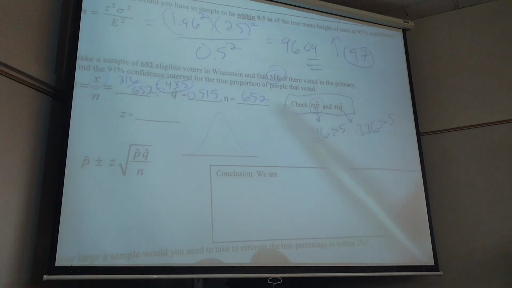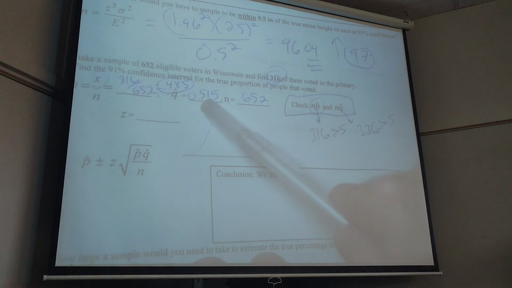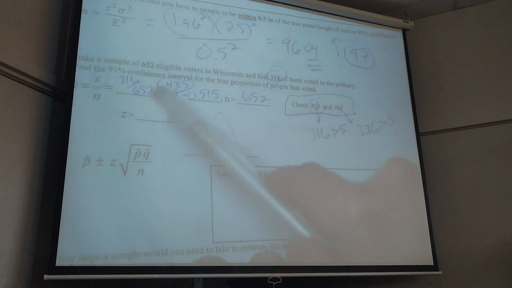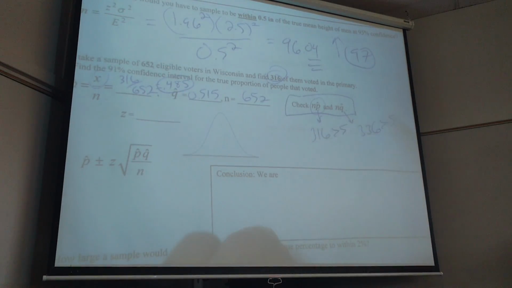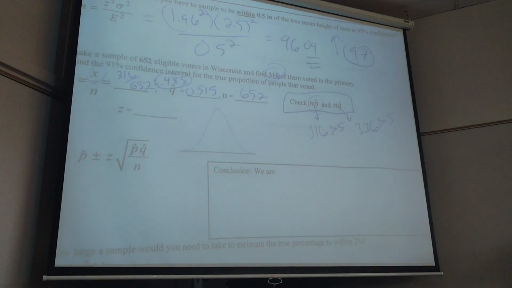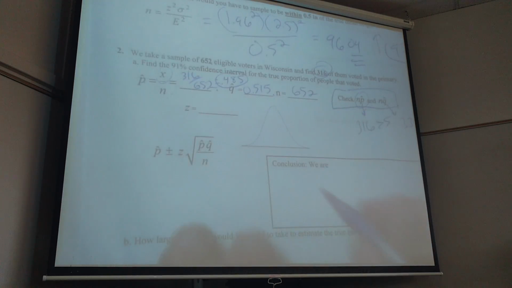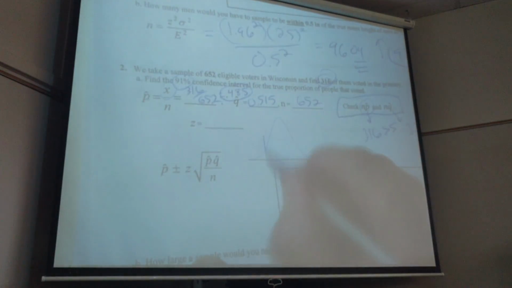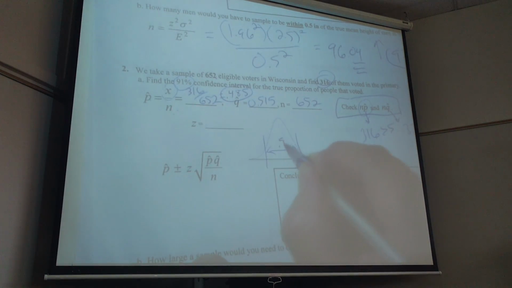So if you actually do 652 times 0.515, you'll get 336, and 652 times 0.485, you get 316. They are both obviously bigger than 5. So this is normal enough. I'm allowed to use z-scores. Cool. So for 91% confidence, how much is going to be just on this side?